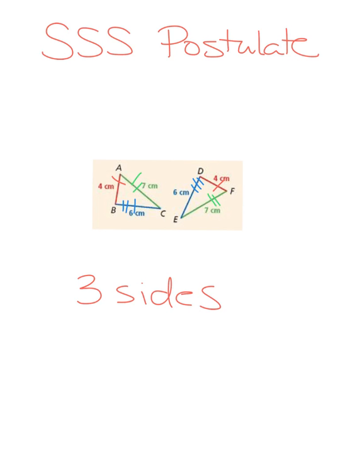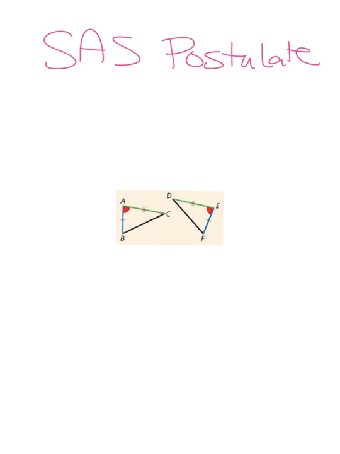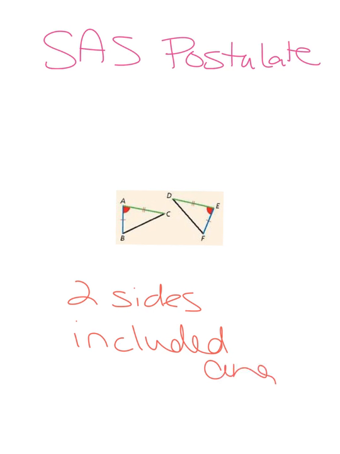Our second method is called the SAS Postulate, which stands for side, angle, side postulate. So what that says is, if I have 2 sides of one triangle that are congruent to 2 sides of another triangle, and an included angle, that's really the biggest thing, and we'll come back to that, and that included angle is also congruent to an included angle from the other triangle, we can conclude that the triangles are congruent. Now, what does that word included mean? It means in between, inside.